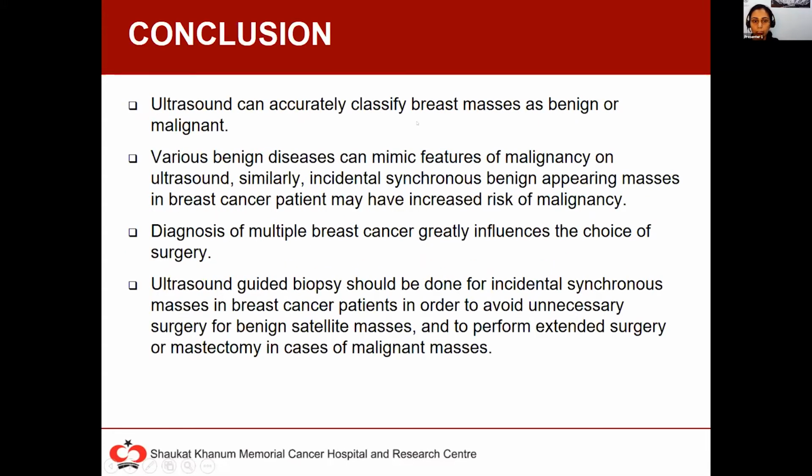So our study concludes that ultrasound can accurately classify breast masses as benign or malignant, but at the same time, we should always keep in mind that there are many benign conditions that can mimic the features of malignancy in ultrasound. And similarly, in breast cancer patients, the incidental masses have increased risk of malignancy. So ultrasound-guided biopsy should always be done to choose the most appropriate surgical plan.